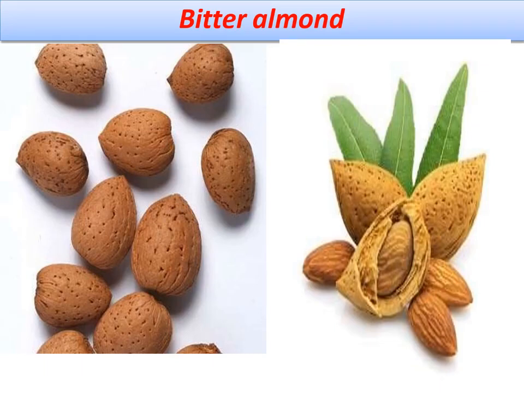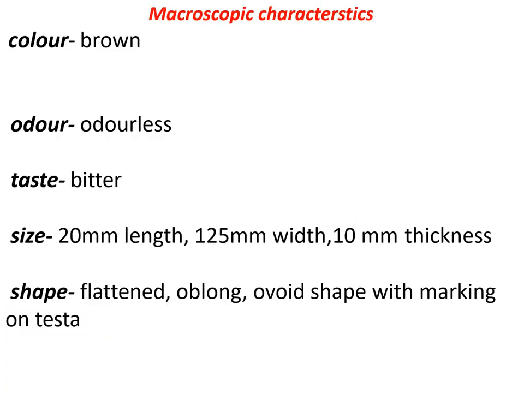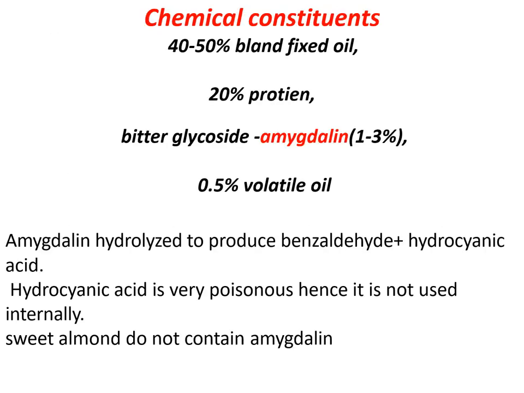Then the last crude drug under the topic glycosides is bitter almond. The bitter almond synonym is Amygdala amara, and biologically, these are dried ripe seeds of Prunus amygdalus, and the family is Rosaceae. Then macroscopic: organoleptic properties like color, odor, taste, size and shape, all these details. Chemical constituents: it contains fixed oil, then 20% protein, bitter glycoside amygdalin 1 to 3%, and 0.5% volatile oil.